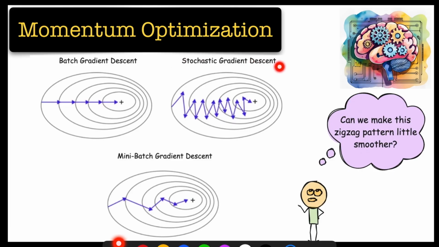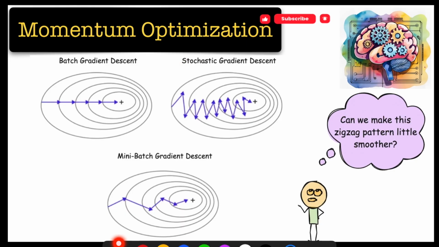In stochastic gradient descent, we consider one data sample for computing the gradient and updating the weights. So in stochastic gradient descent, you see the graph is very noisy. Mini batch gradient descent is a compromise between batch gradient descent and stochastic gradient descent. We get a path much smoother than stochastic gradient descent.